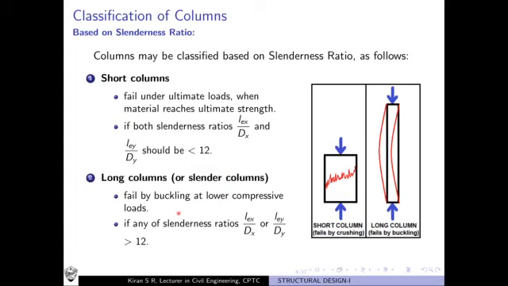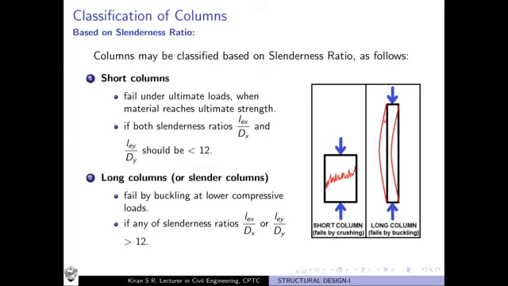And what is the mode by which each of these columns shall fail? The short columns typically fail when the material, in our case the concrete, reaches the ultimate strength. At this point the column will fail by crushing of concrete. The concrete crushes and the material fails. So short columns are those columns which fail by crushing of concrete.